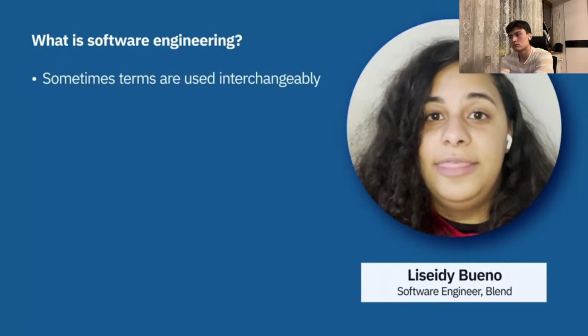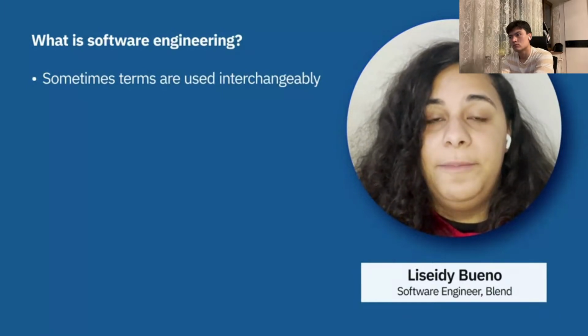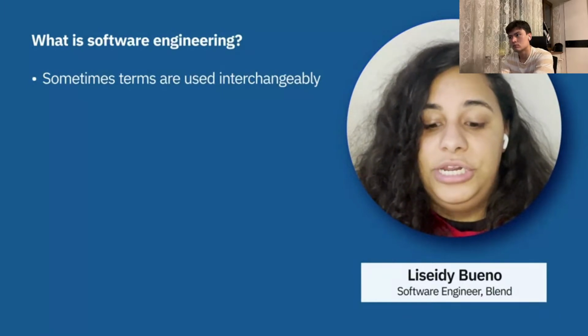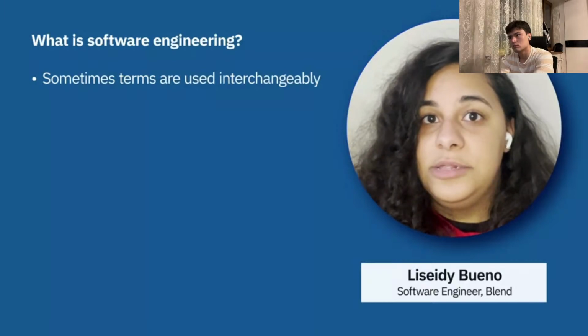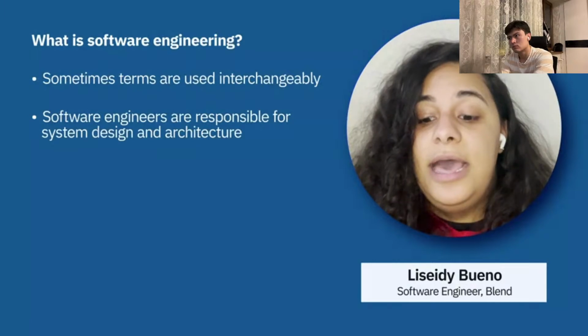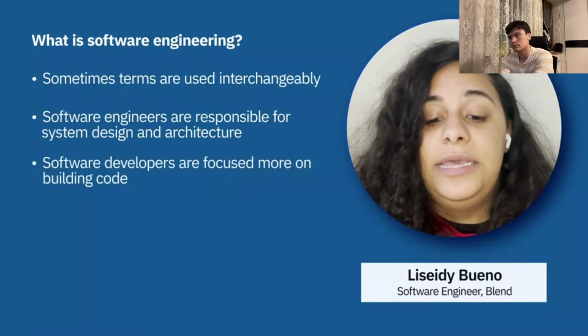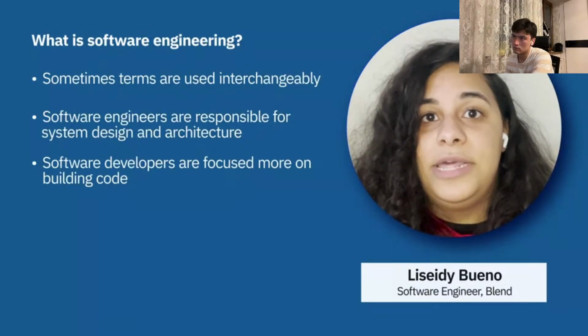I think that they are pretty similar roles. They are used interchangeably a lot. But I think the main difference is that software engineers are also responsible for the system design and architecture, as well as data, how it's received, used, and how it's disseminated, whereas software developers focus more on the building of apps and features.